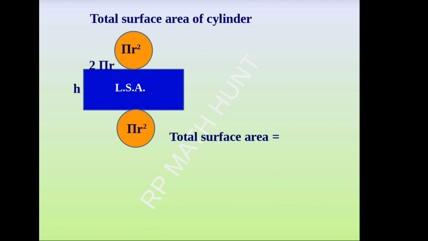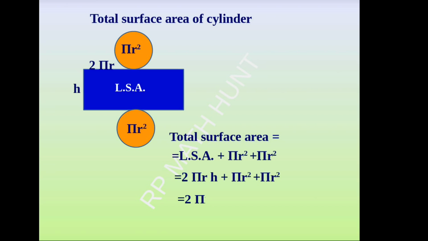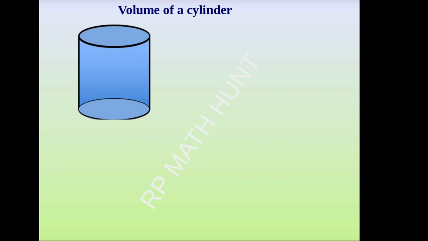Total surface area of a cylinder is equal to LSA plus pi r square plus pi r square. That is 2 pi r H plus pi r square plus pi r square is 2 pi r square. 2 pi r into r plus H square units. Volume of cylinder. Area of the base into height, no?